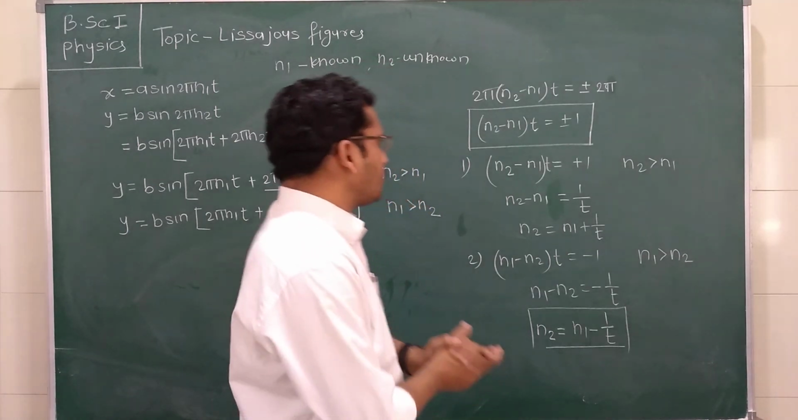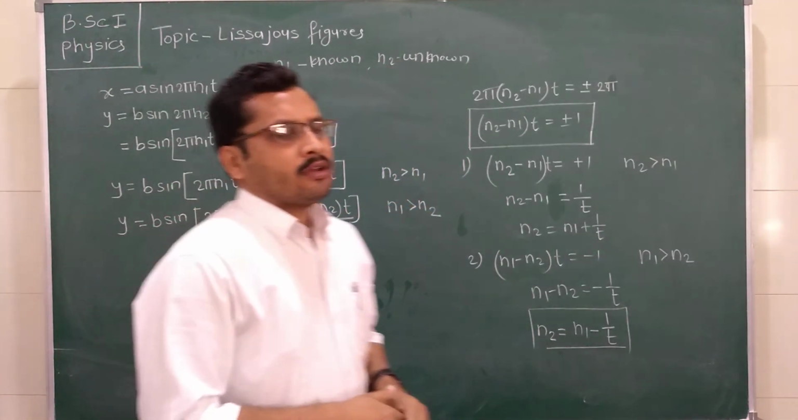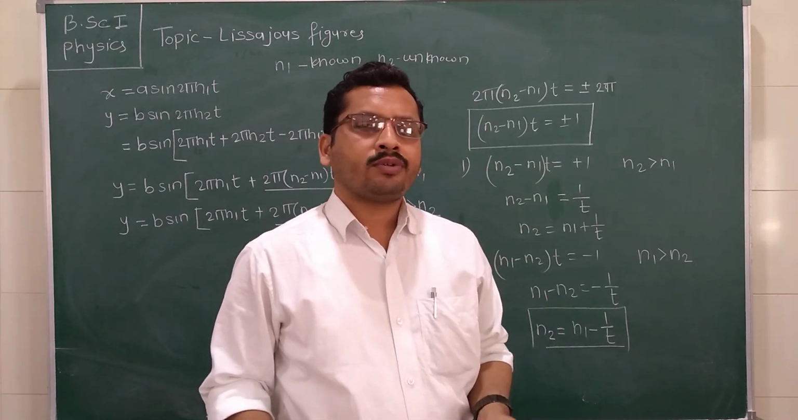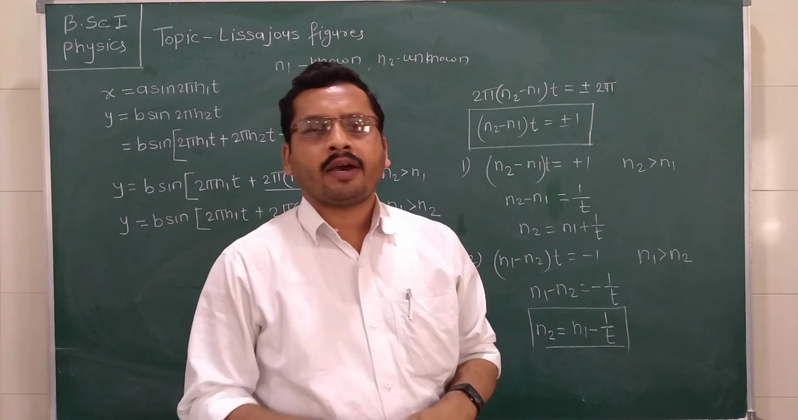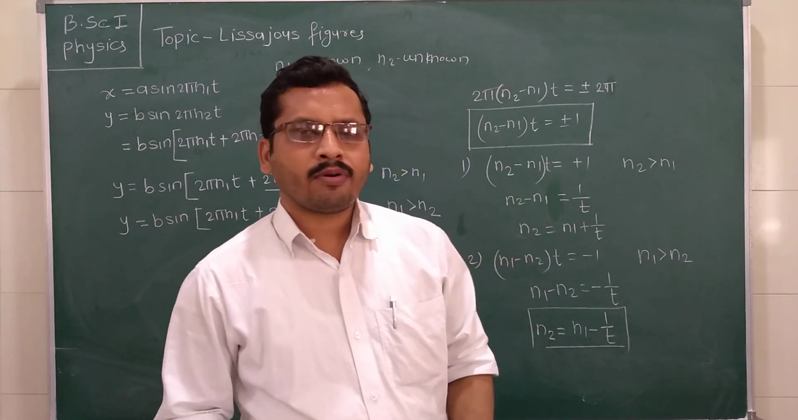So in this way today we discussed the Lissajous figures which are formed due to the superposition of two simple harmonic motions which are perpendicular to each other. So this is enough for today.